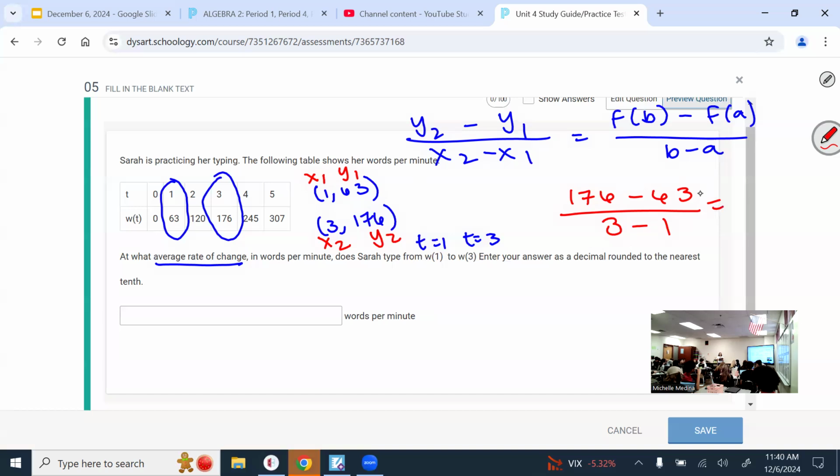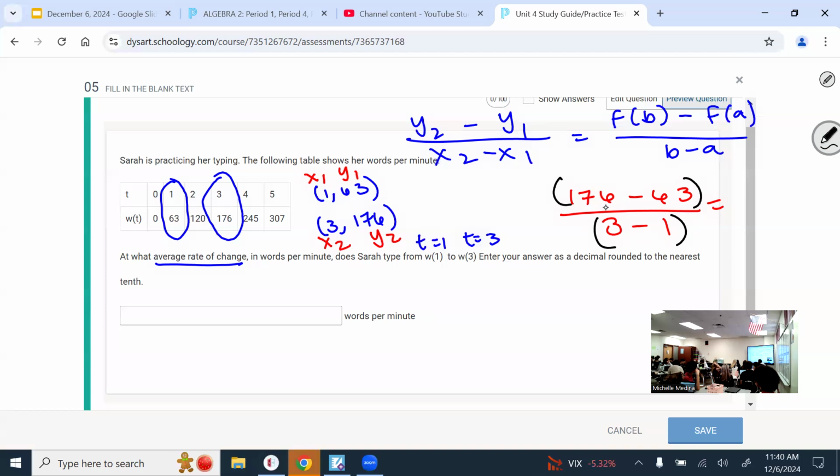A common mistake is people just subtract the outputs, which is not what you're supposed to do. You need to divide by the difference of the inputs. I do need my calculator for that. If math is hard for you, you could put this all into Desmos exactly how it looks. If you use a handheld calculator, you need to put the numerator in parentheses and the denominator in parentheses like that. Otherwise, it would automatically divide before subtracting, and you need to subtract before dividing on this.